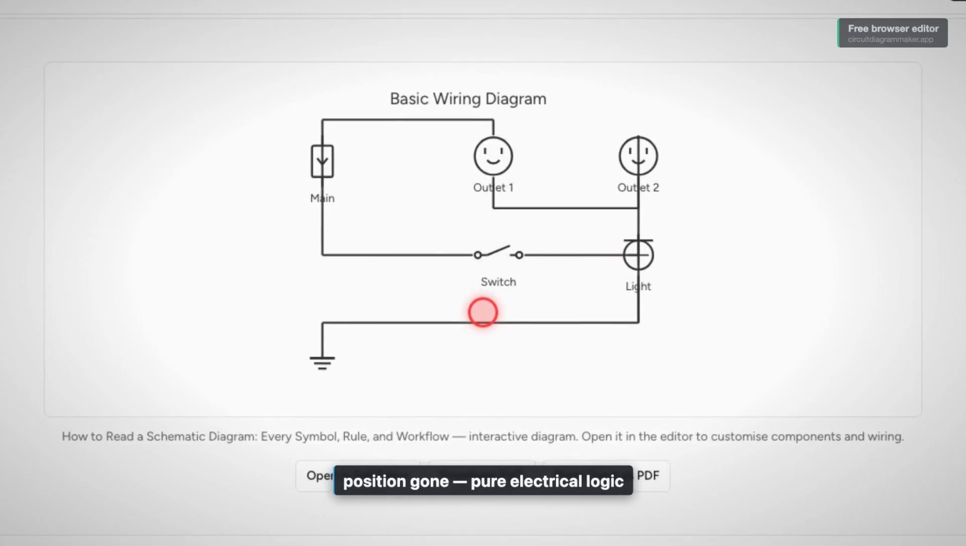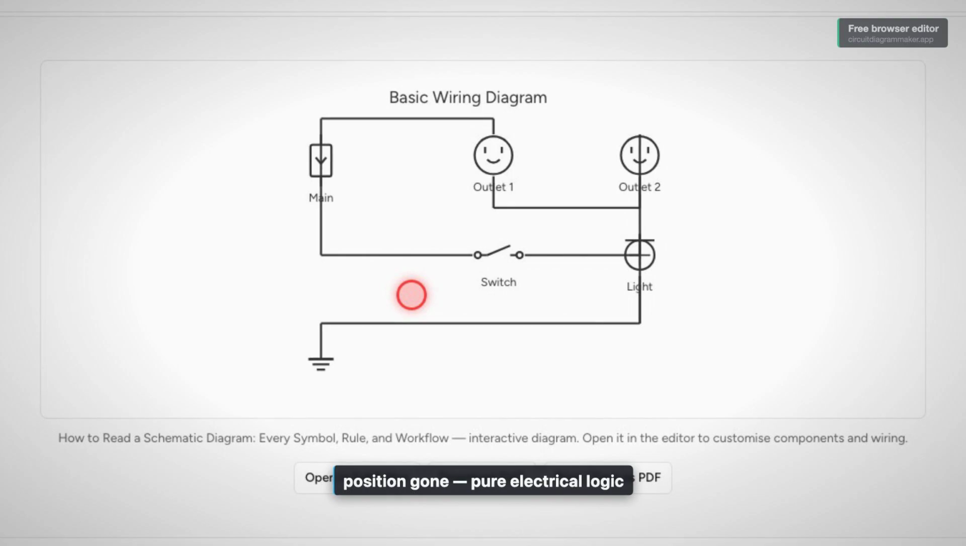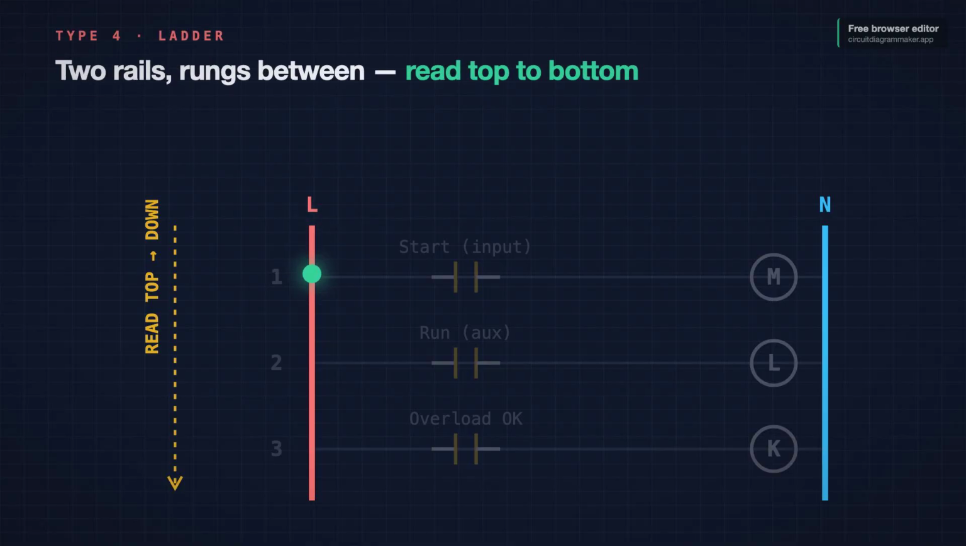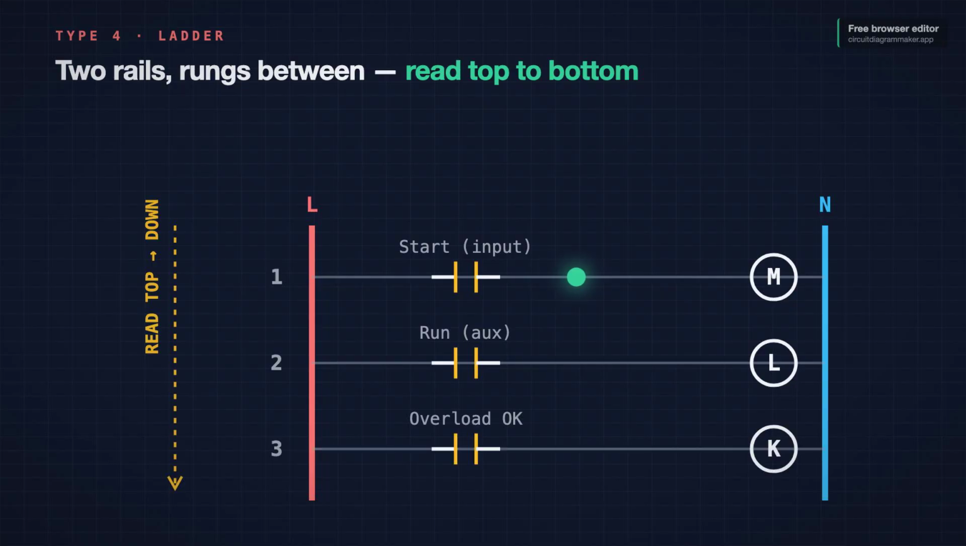3 more types, and you have seen them all. This is a ladder diagram. Look at the shape: 2 vertical rails carrying power down each side, and horizontal rungs stretch between them. You read it like a book: top rung first, then work down. Each rung is one action. If this input is on, energize that output. Walk into any factory or control panel, and this is the drawing taped inside the door. It is how a machine is told what to do.